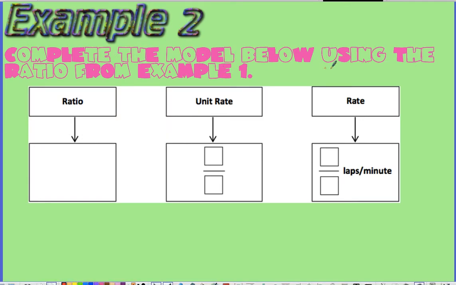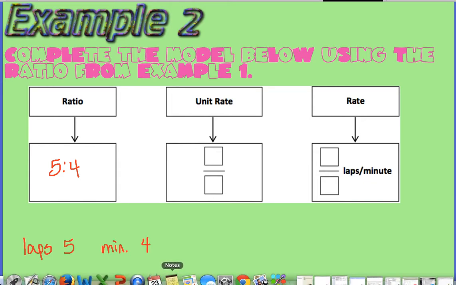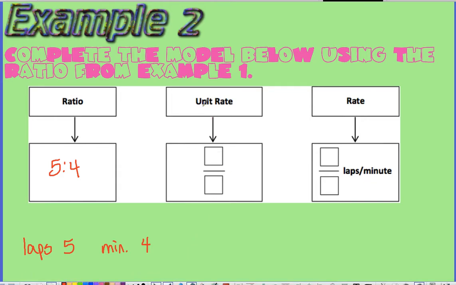Okay, so now we're going to fill out the model below using the ratio from example 1. So we are going to use the laps of 5 to the minutes of 4. And we remember the ratio was 5 to 4. This here. Okay, and then we have the unit rate.